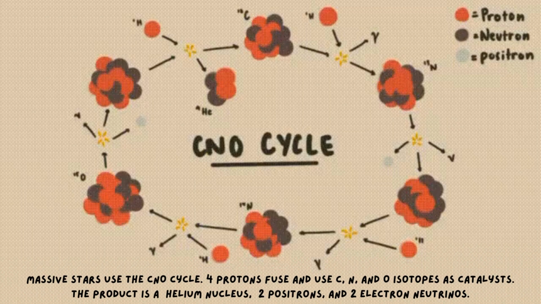More massive stars use the CNO cycle. 4 protons fuse and use carbon, nitrogen, and oxygen isotopes as catalysts, which are regenerated in later steps. The product is a stable helium nucleus, as well as 2 positrons and 2 electron neutrinos.